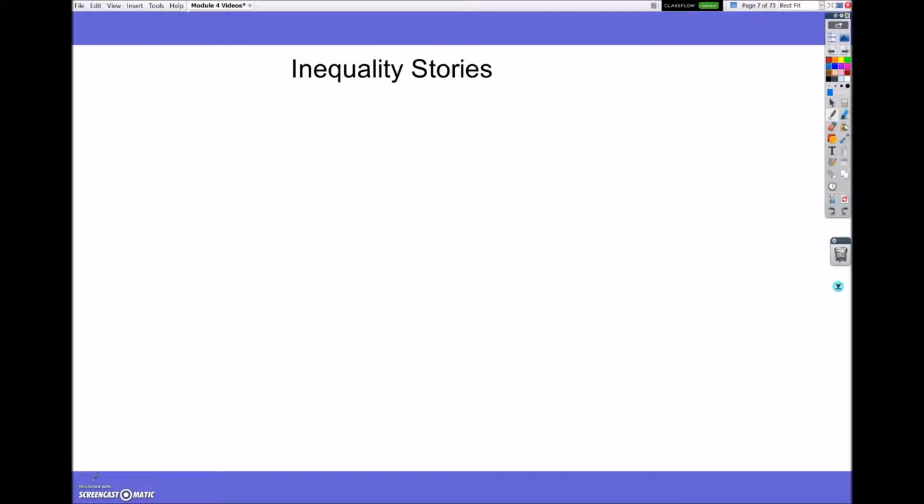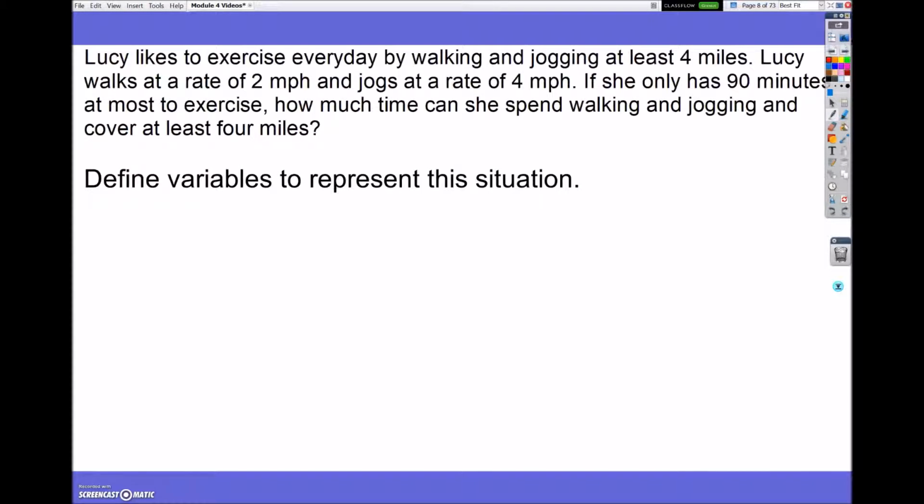Hey guys, today what we're going to be looking at is inequality stories. So we're going to be looking at real world situations where we have two linear equations and some of it's going to be greater than or less than. And what we need to do is figure out out of the two categories what overlaps both of them. So let's go ahead and look at an example.